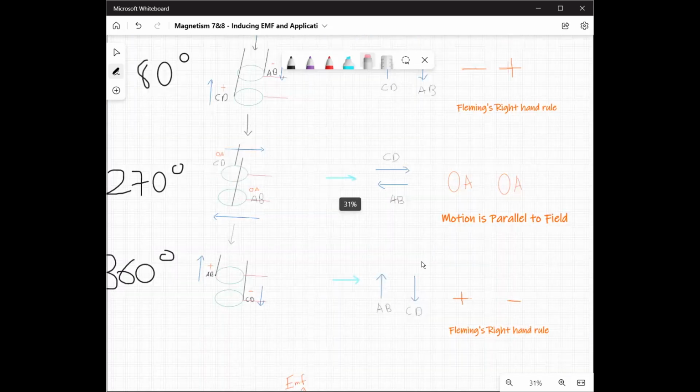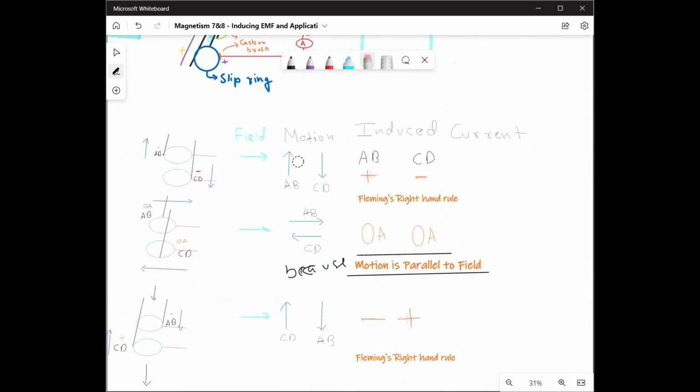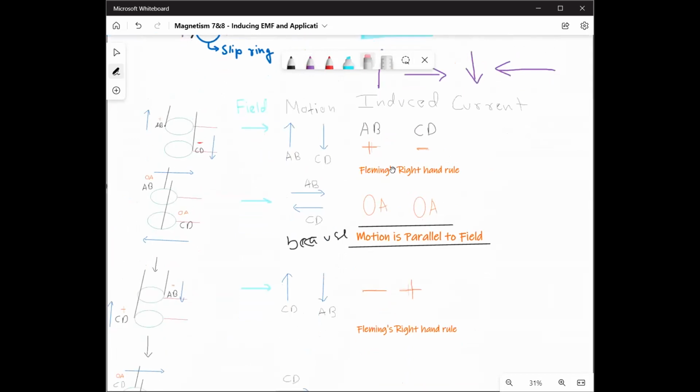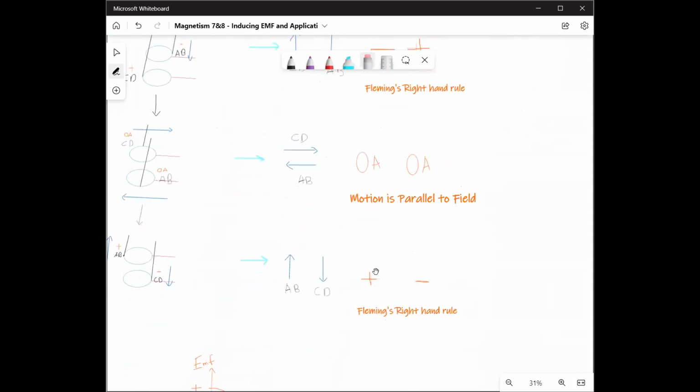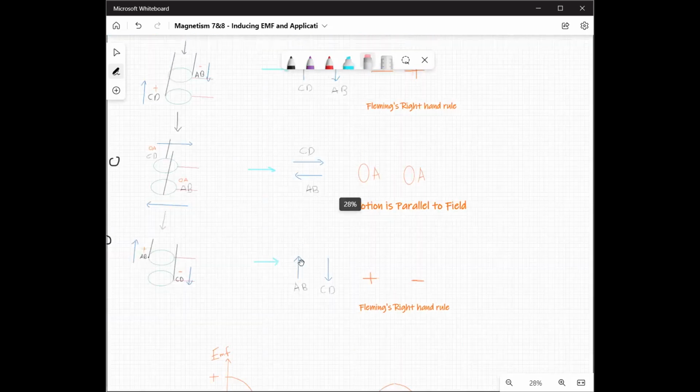So what's really happening is they're changing their motion. The motion is switching. Motion is going from upwards to the right, downwards to the left. Isn't that what's happening? Yes, sir. Upwards, right, downwards, to the left. If that's what's happening, the induced current is going from positive to 0 to negative to 0, then to positive again. And this is what the EMF looks like.